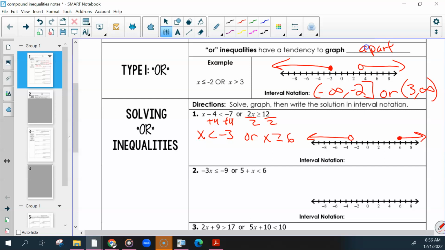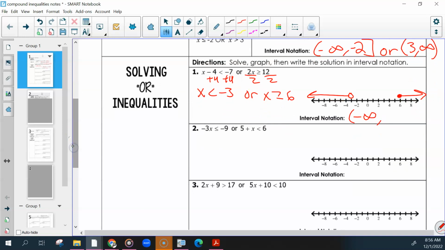And then interval notation, where does this start? If it keeps going to the left, -infinity. And then where does this one stop? -3, would that be a parenthesis or a bracket? Or, then where does it start again? And that would be a bracket because it's closed. And where does that end? Infinity. With parenthesis. There's a parenthesis there, it's just blocked off.